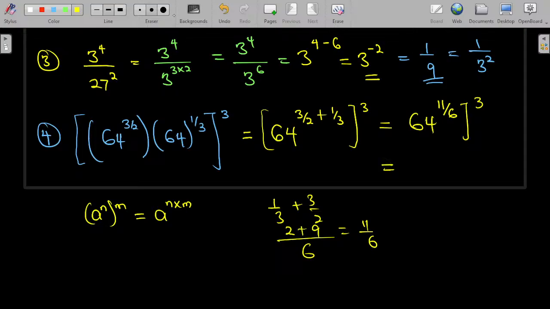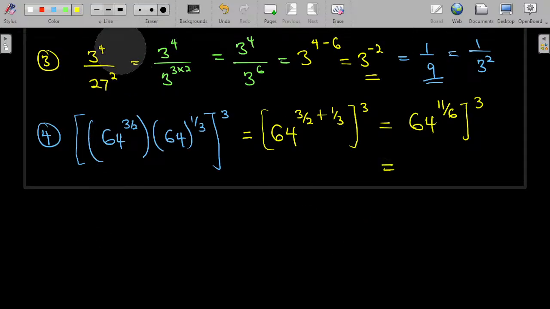And so at this point now, remember to close this bracket. So if you open this now, this 3 will cancel out this 6 to give us 2. So we just have 64 raised to the power of 11 all over 2. Is it a good place to stop?